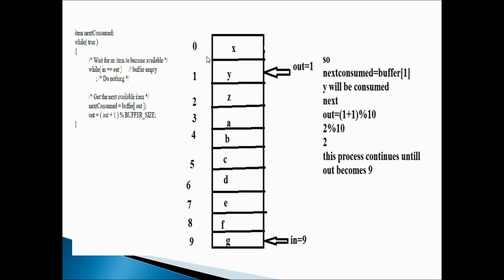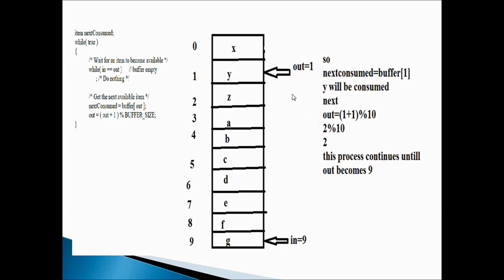So now I will continue with the next thing. Next consumed is equal to buffer of 1. What is there in the buffer of 1? Y is there in the buffer of 1. So you are going to consume Y. Understood, guys? Next, what you will do? Again, you will increment the out from 1 to 2. This process repeats until the out value becomes 9.